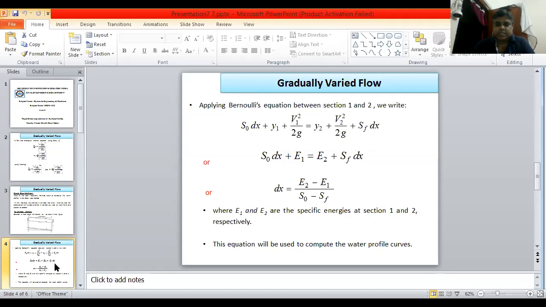This is the general form of the step method, but actually this equation is also written as dx = (E2 - E1)/(S0 - Sf average), where Sf is the energy slope, and E1 and E2 are the specific energies at sections 1 and 2 respectively. This equation will be used to compute the water profile curves.